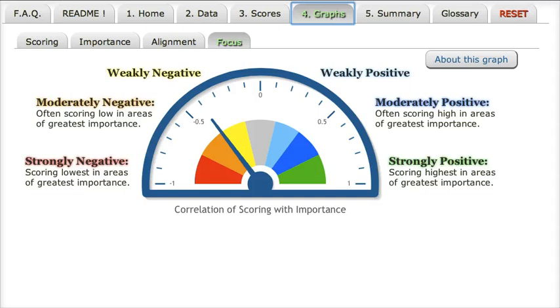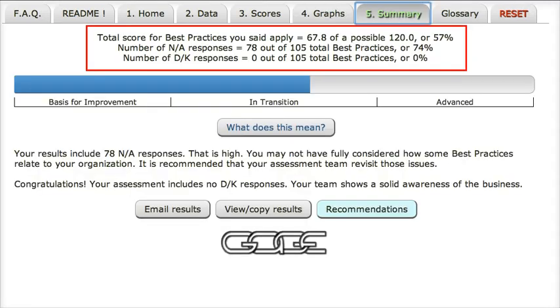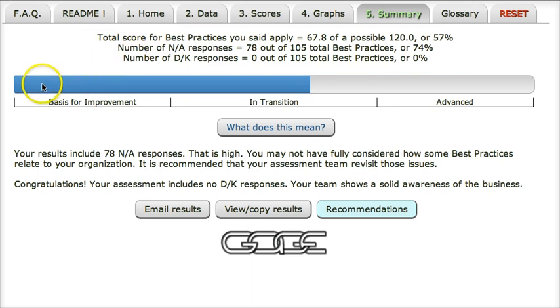And finally, the Summary tab. First, we see a recap of overall scoring. Below that is a progress bar that represents our position on the pathway to advanced performance. Messages remind us about the extent of any NA or DK responses.